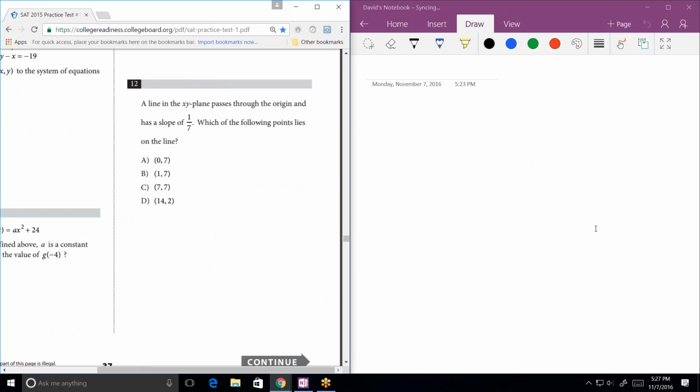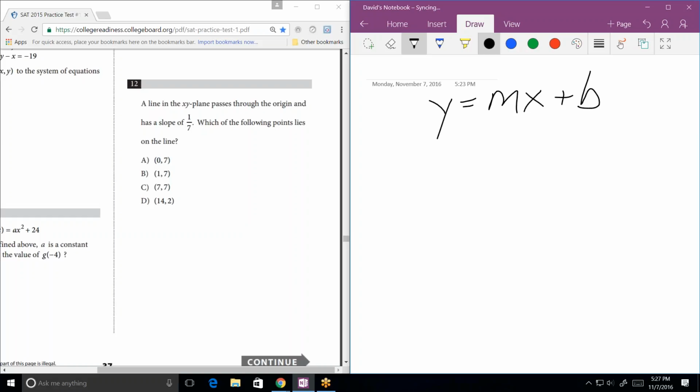Okay, a line on the XY plane passes through the origin with a slope of... Which of the following? I think it's B, 1, 7. Well, let's not guess. First of all, what's the equation of a straight line? What's the format that you know the best? y equals mx plus b.